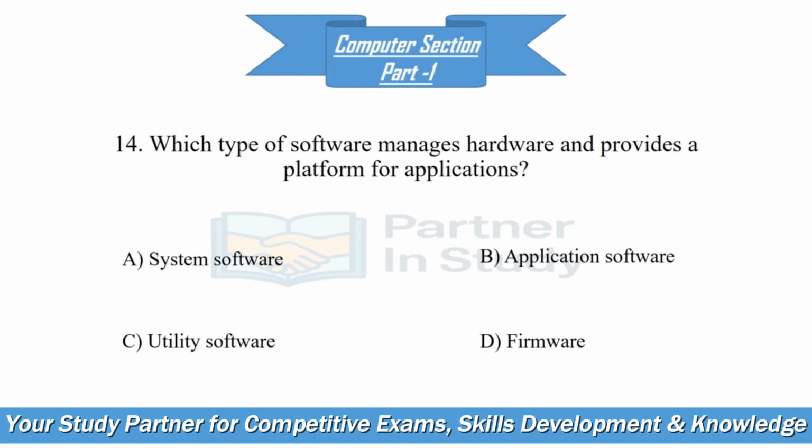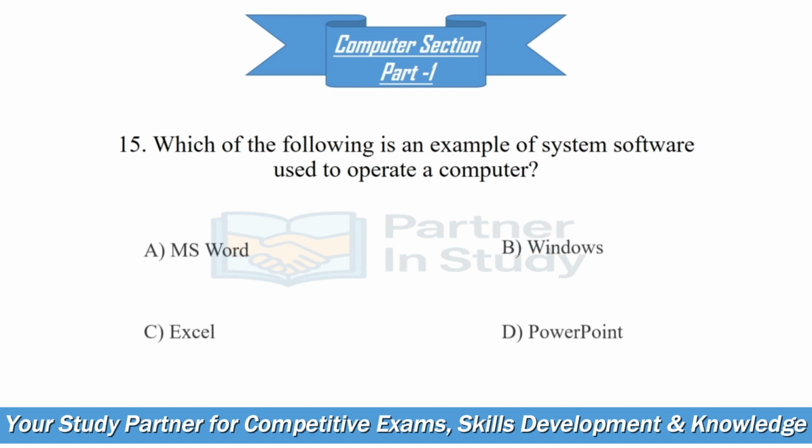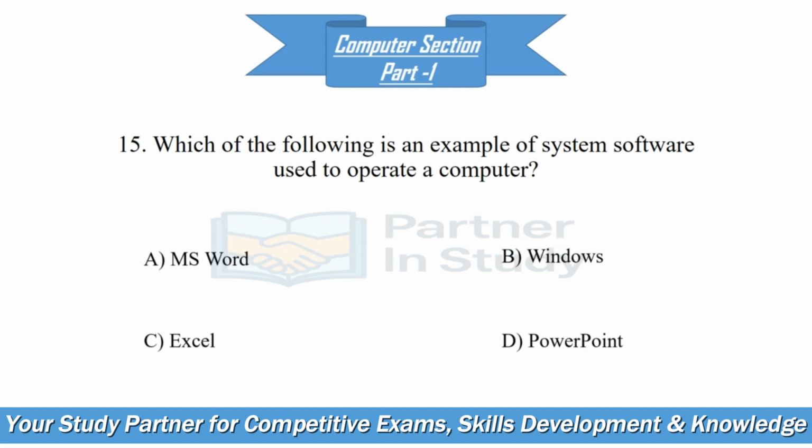Which type of software manages hardware and provides a platform for applications? The right answer is option A, system software. Which of the following is an example of system software used to operate a computer? The right answer is option B, Windows.